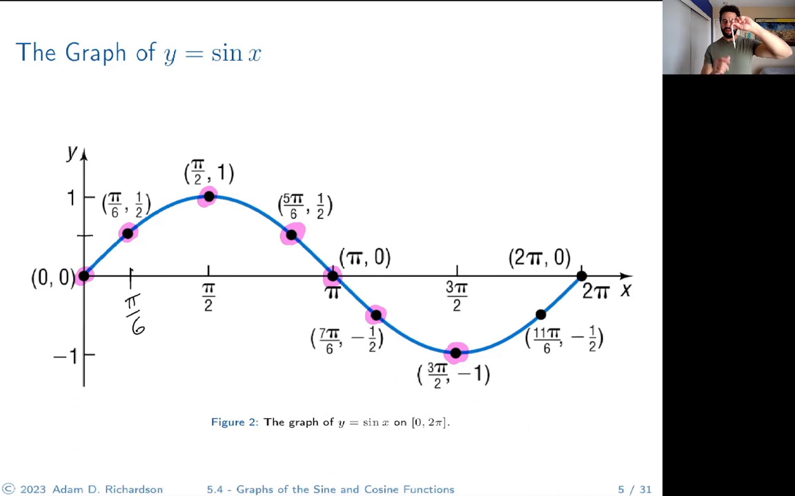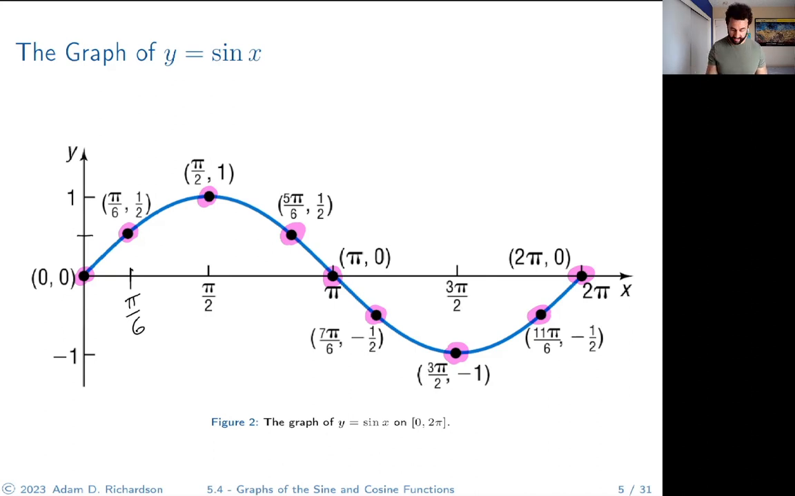Then, as you continue along, you're going to start to tip back up. So the vertical displacement is going back to 0. And then at 2 pi, it's 0 again. And that's it. That's what one period of the sine function looks like.